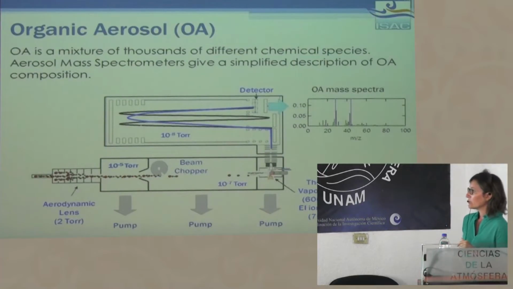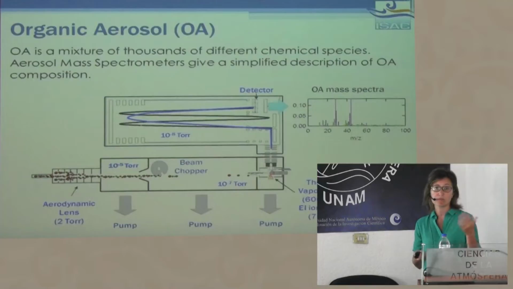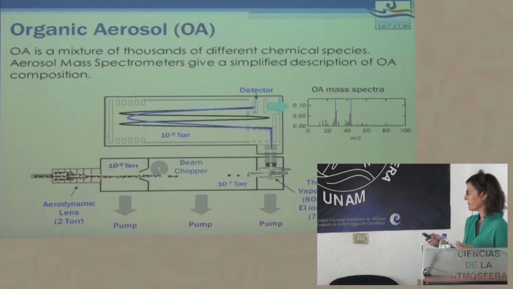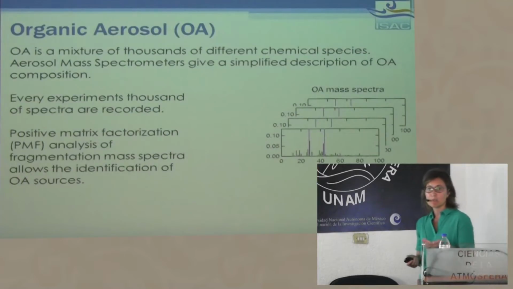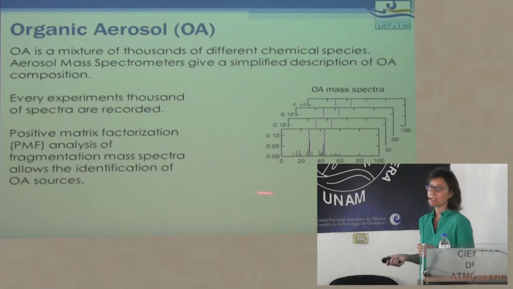Since this instrument works online, we are able to measure the organic mass spectra, let's say every minute or 2, or what we usually do is 5 minutes, and we get one spectrum like this. Then, during a field experiment that might last 2, 3, 4 weeks, we collect thousands of spectra.